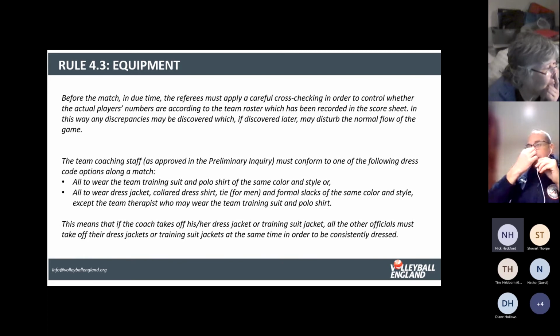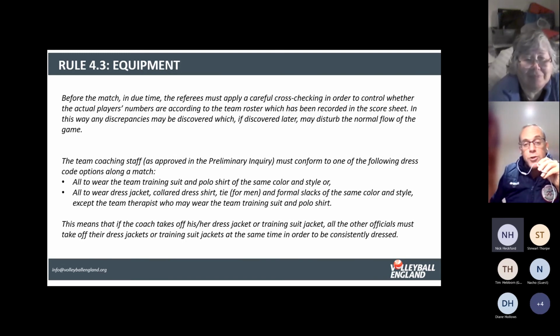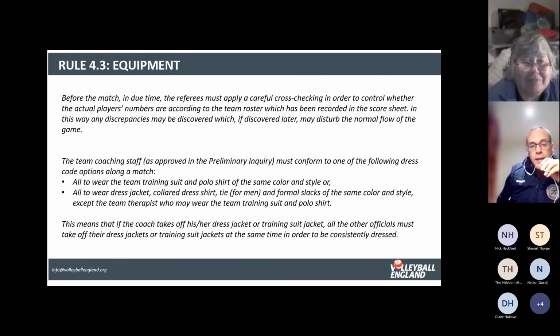And the other thing from the guidelines about coaching staff is that the coaching staff, that's the coach and the assistant coaches, should theoretically be all dressed exactly the same. So if the coach is in a suit, then the assistant coaches have to be in a suit. The only person that's allowed not to be is the physiotherapist, who can be in a training kit.